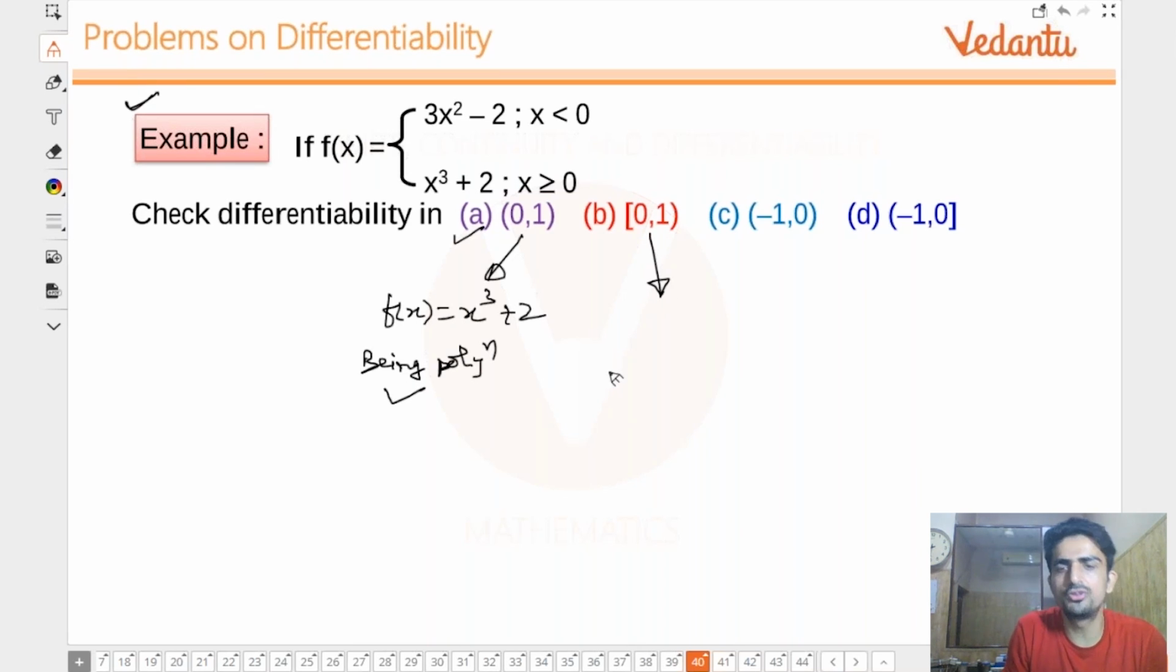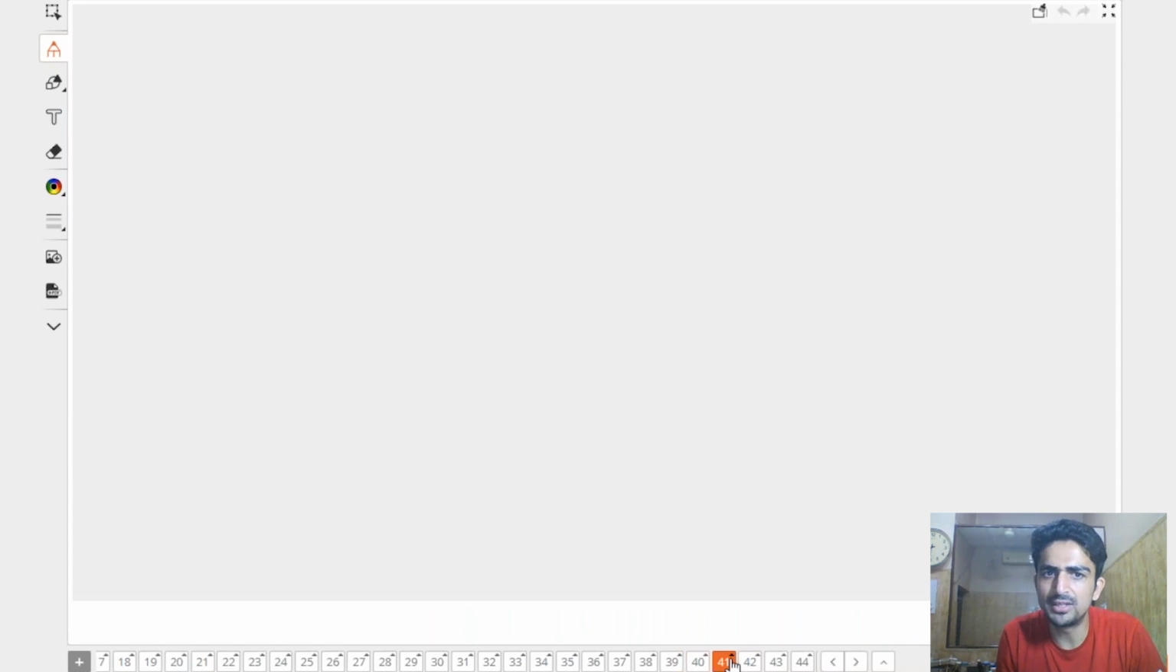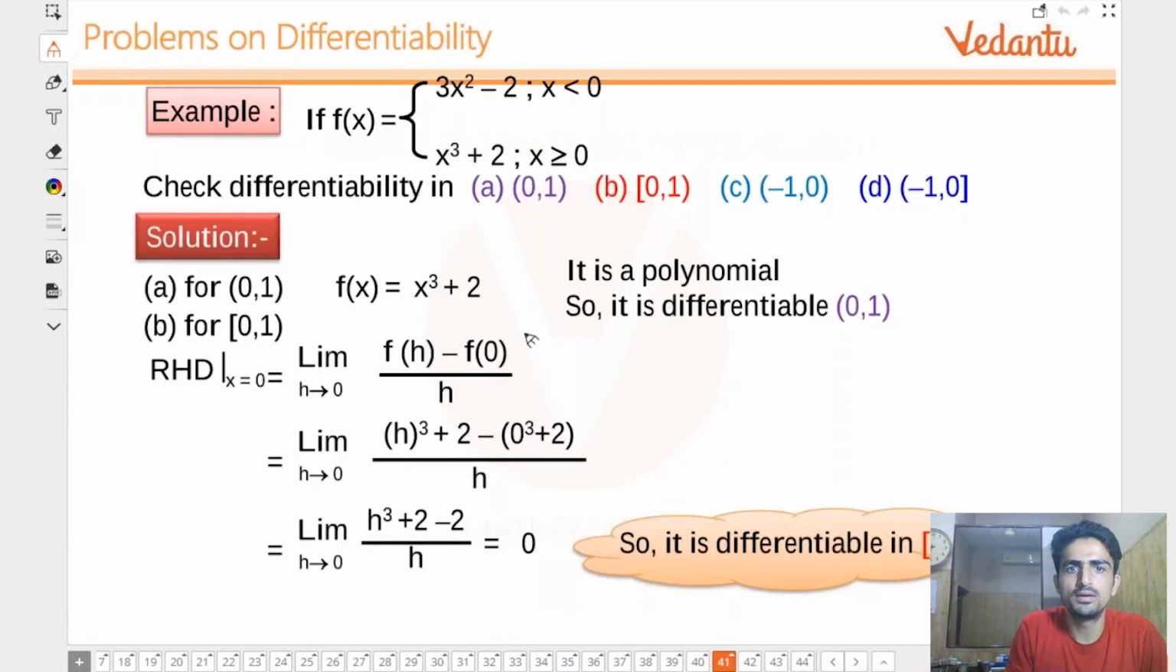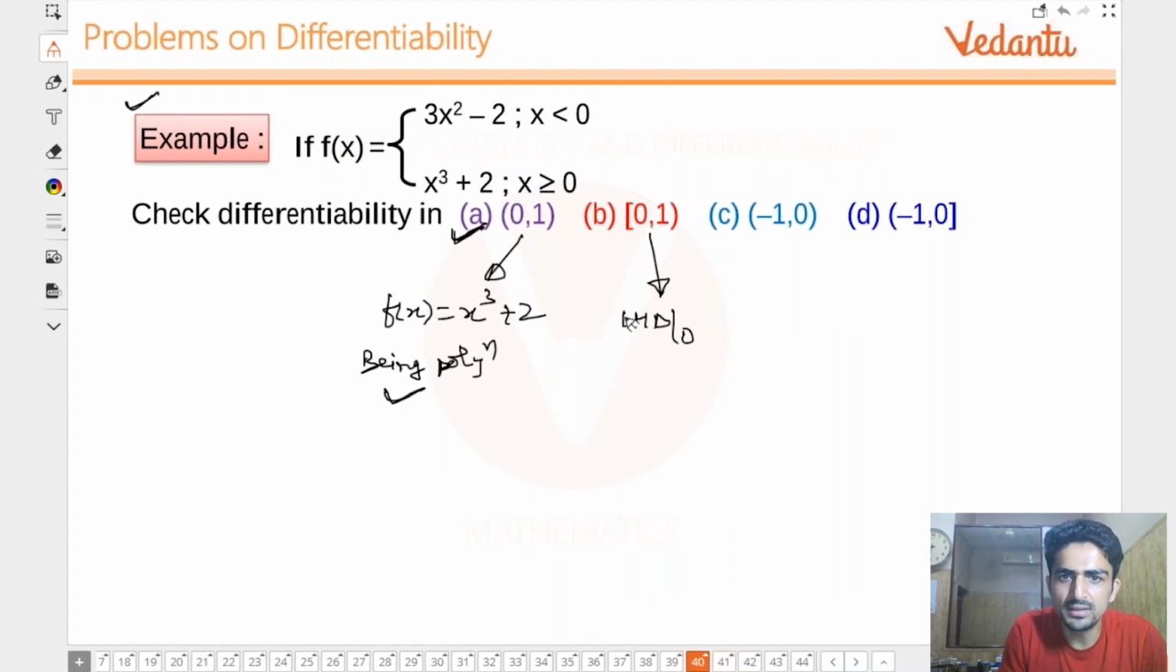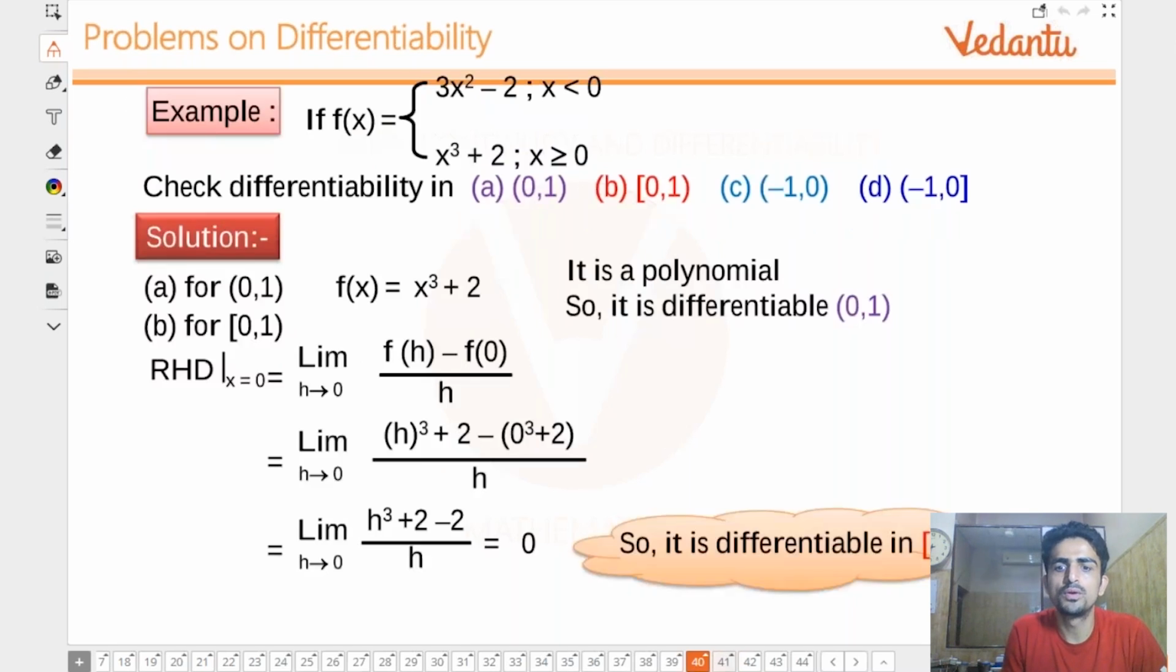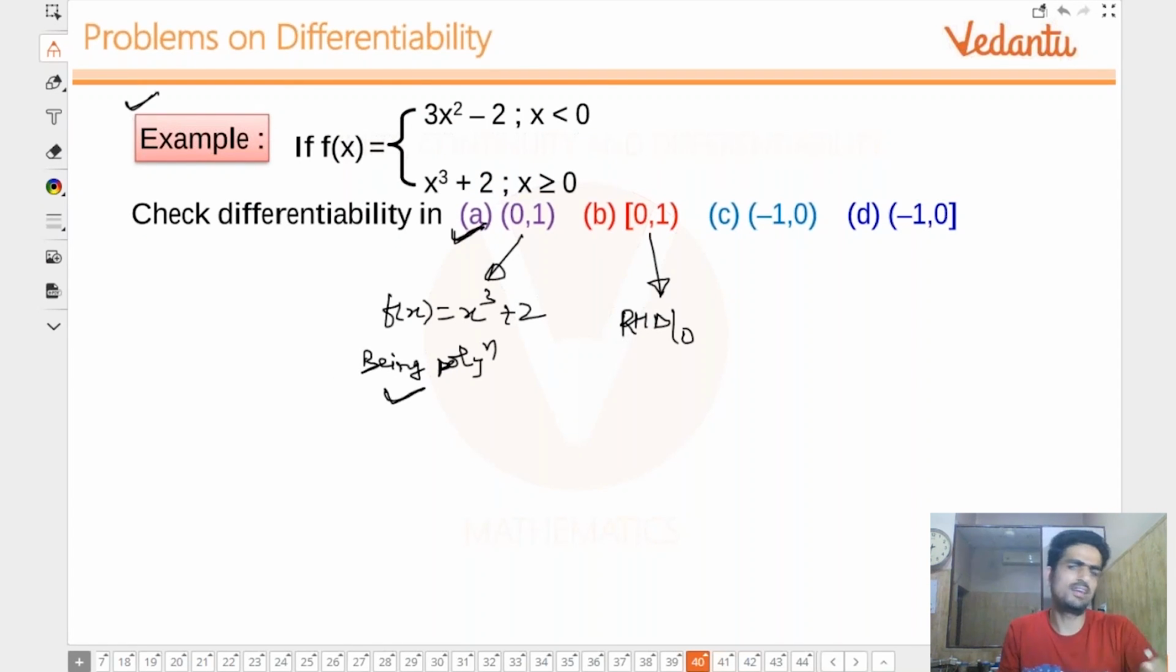Then comes closed 0 to 1. Guys, open 0 to 1, I have checked already. I have given you the argument. Here, in addition, I need to check RHD at 0. That's all. And by the way, you can easily find that using the definition. I have done it for this case. Sorry, I wrote LHD. Oh, sorry, RHD. RHD at 0. So you find RHD at 0, applying the definition. It comes out to be finite. Hence, done.